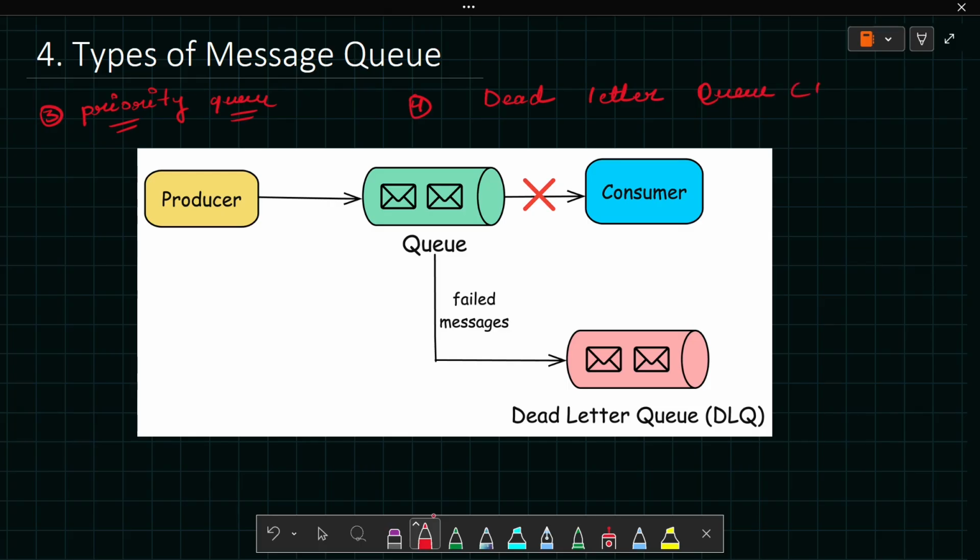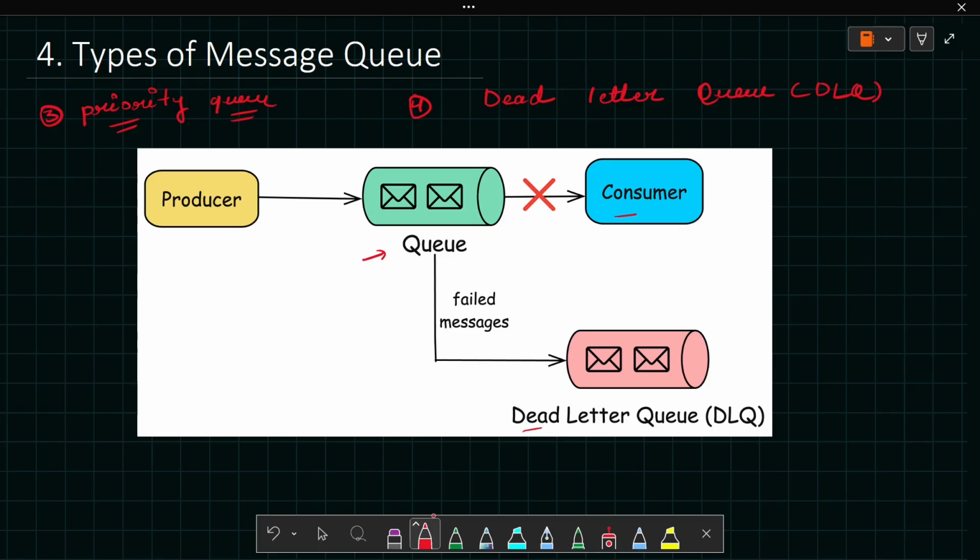We also call it DLQ for short. So let's discuss how it actually works. We have a producer, a queue, a consumer, a failed message, and a dead letter queue. It is a special type of queue for messages that cannot be processed due to errors or retries. It is useful for troubleshooting and handling the failed message.